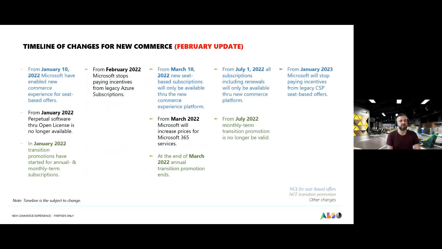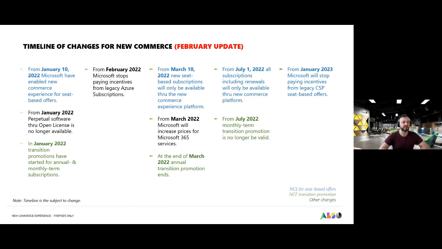And to look a little bit deeper and at a wider picture, where we are. There were a lot of milestones already in January, where Microsoft actually enabled the new commerce. At the same time, Microsoft made the perpetual software available only through CSP, so retired the open license program. And in January as well, Microsoft launched the transition campaign to support the transition to new commerce, and that's 5% for the annual commitment term subscription and 20% for the monthly term subscriptions. But we will touch this a little bit later as well.